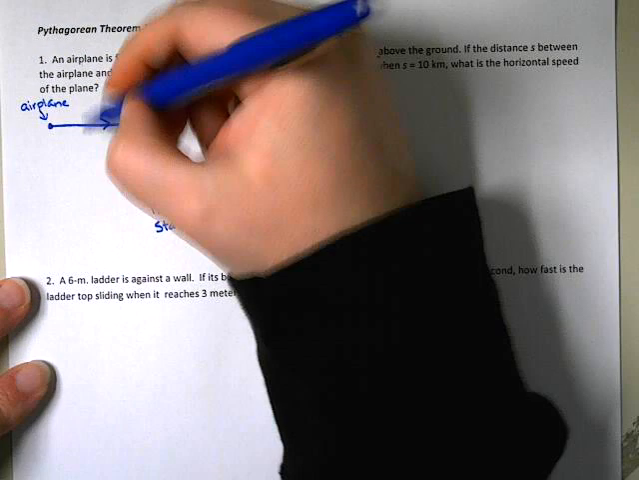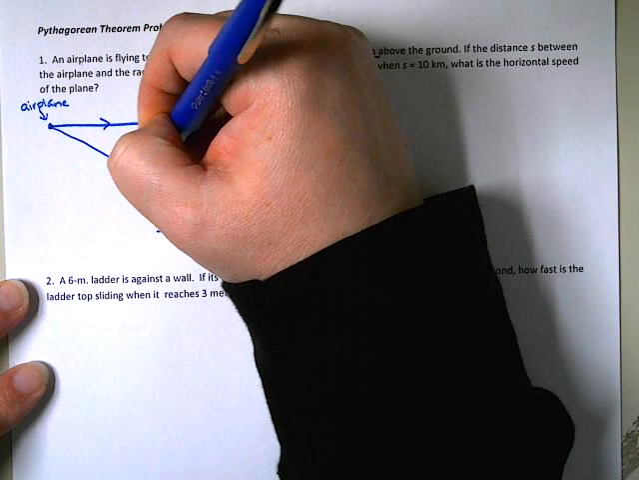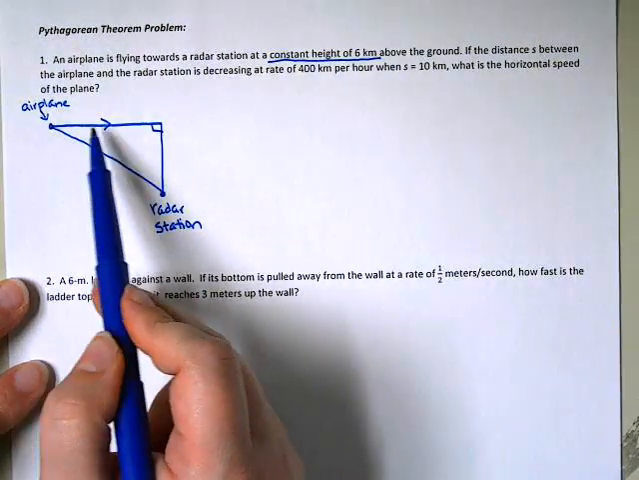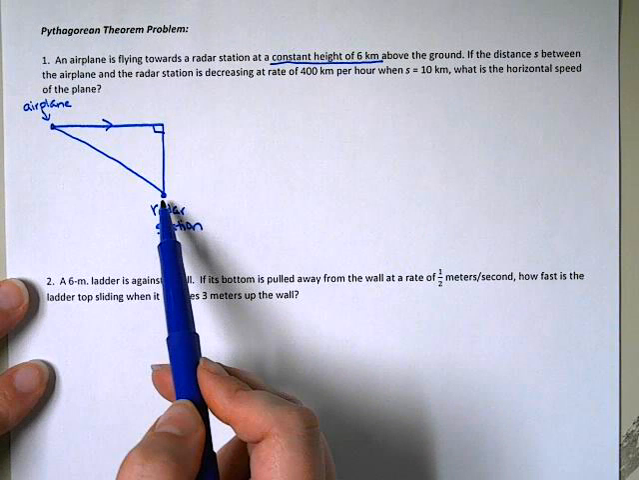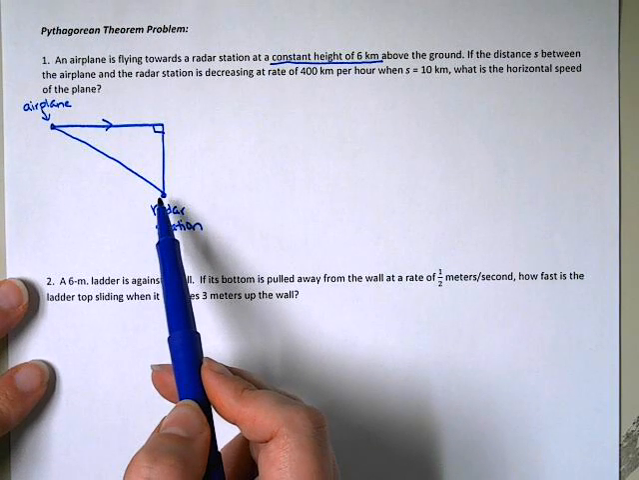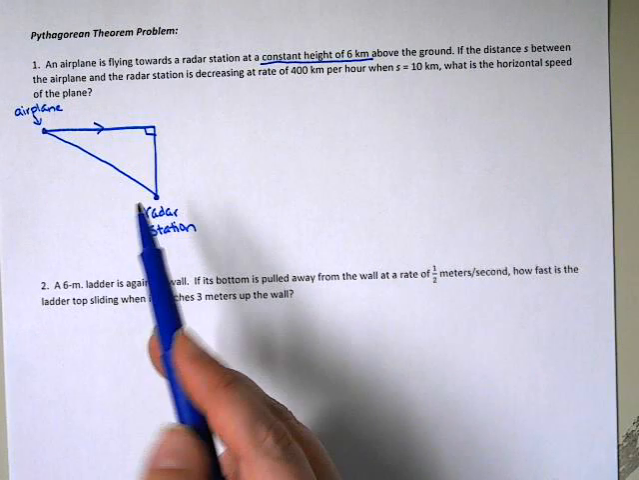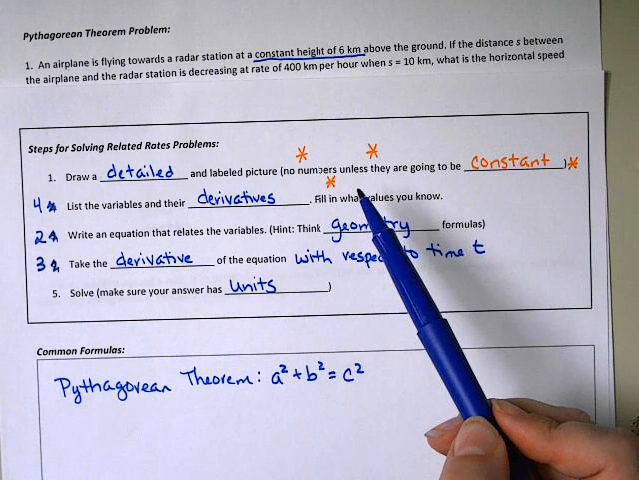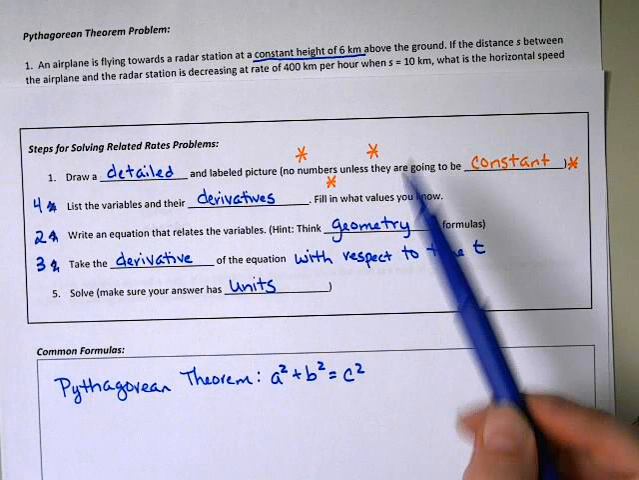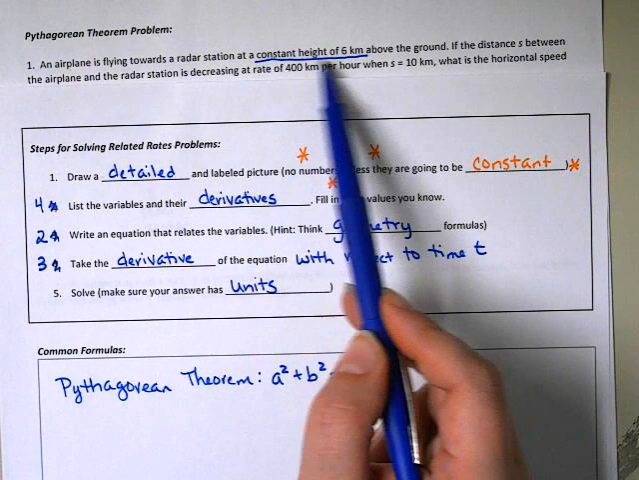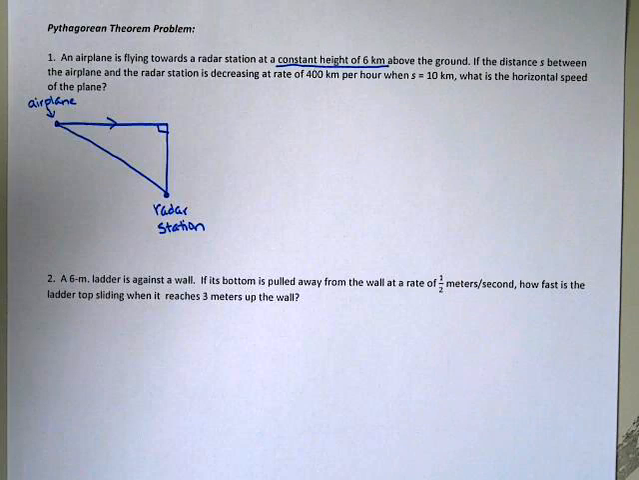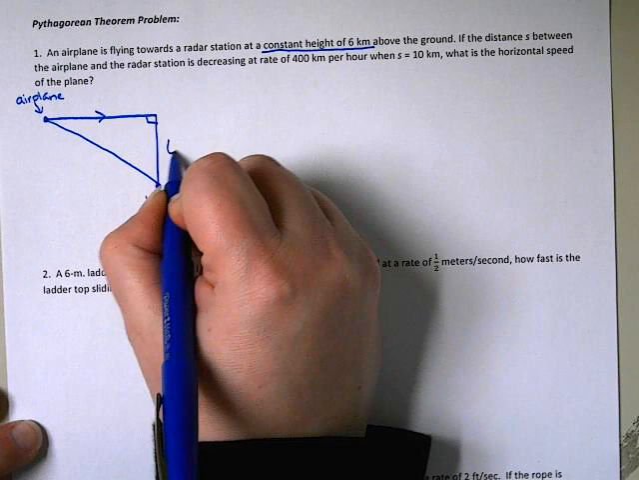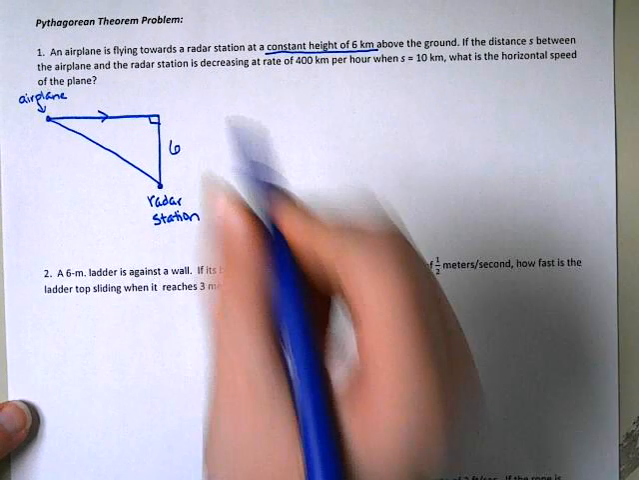All right, so we have this triangle then that looks like this. The airplane is flying up here, and the radar station is down here on the ground. So we said that we need this detailed and labeled picture, and we only put numbers in if the numbers are going to be constant. That's actually why I underlined this constant height of 6 kilometers, because I can put that in my picture. So my height above the ground is 6 kilometers, and that never changes.